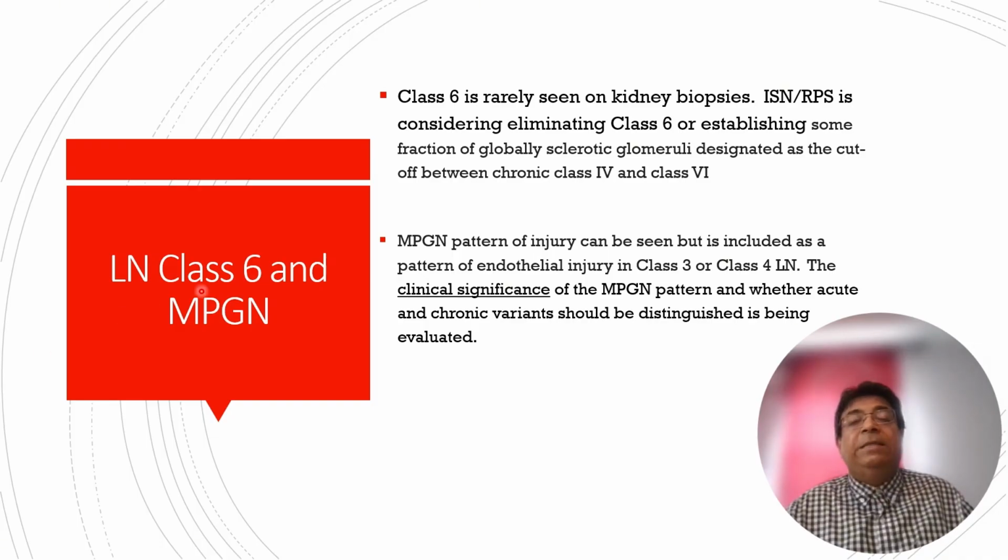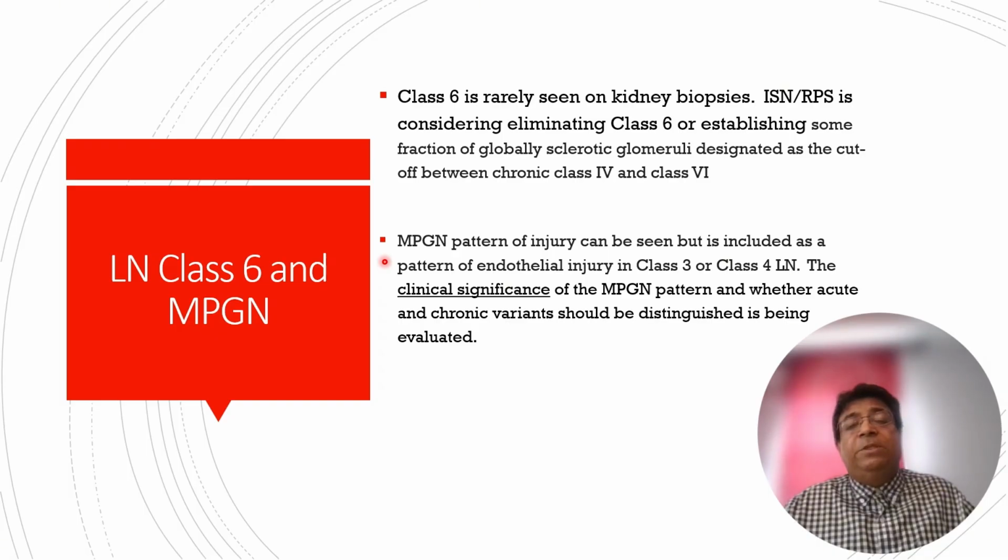You can see an MPGN pattern of injury on kidney biopsy, but this is not a separate class of lupus nephritis. This is typically a pattern that is seen in class 3 or class 4 lupus. And the clinical significance of MPGN, membranoproliferative glomerulonephritis, will be discussed in board review talk number 7.